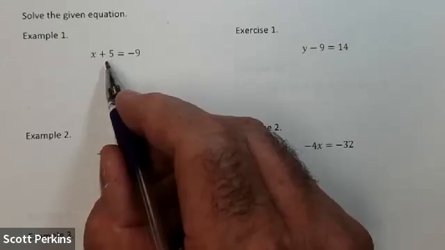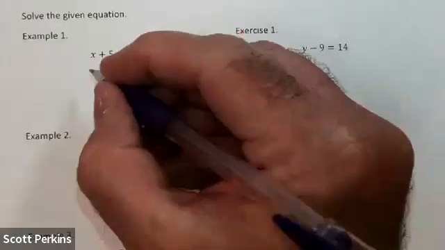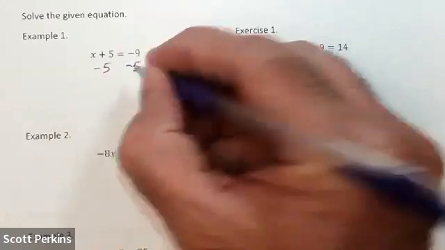That means we're adding 5. So we always do the reverse process. So what I'm going to do is subtract 5 from both sides.